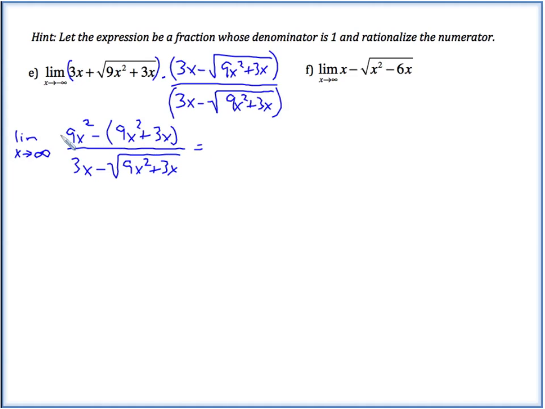And let's go ahead and simplify this. So distribute the negation to both of these. So 9x squared minus 9x squared is 0, and then minus 3x. So we have minus 3x in the numerator, and then 3x minus the square root of 9x squared plus 3x in the denominator. From here, we would follow the same steps that we did before, where we divide numerator and denominator by x, and notice what that does for us is it gives us our constant in the numerator.